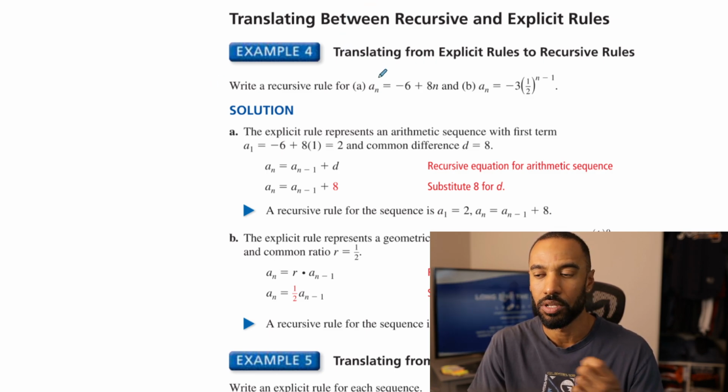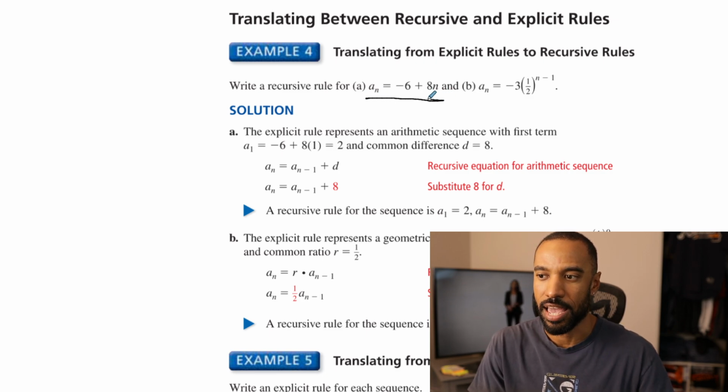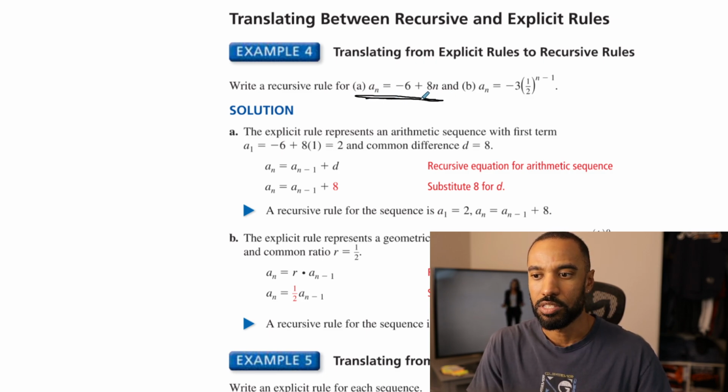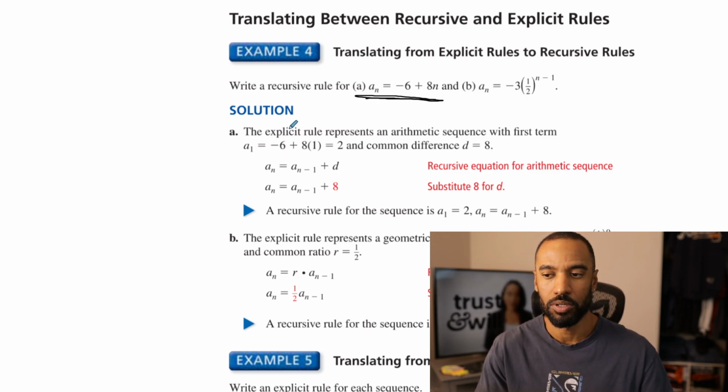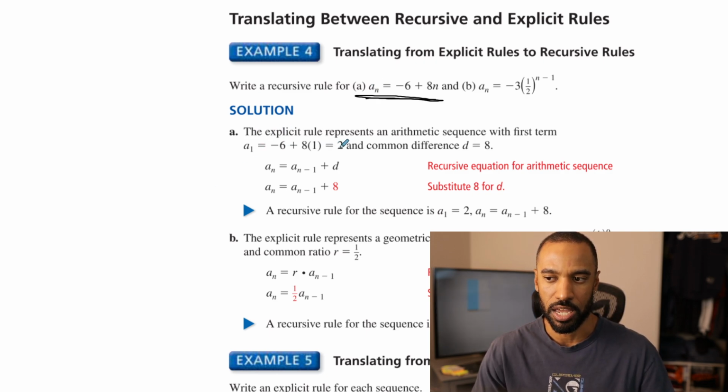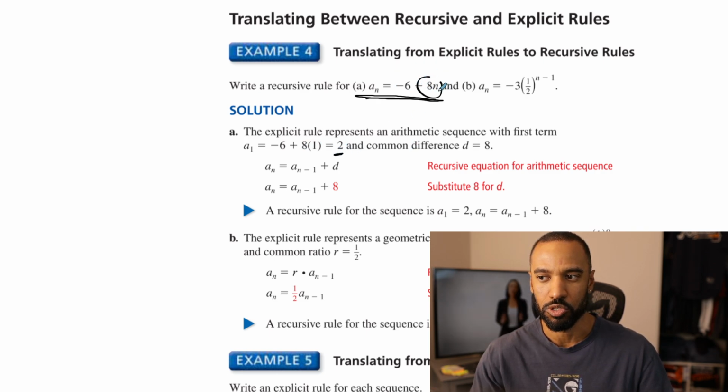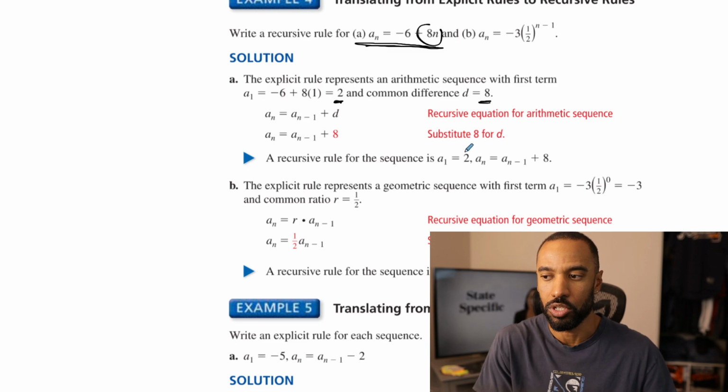use those values. In this one here, this is an explicit rule, but you need to find your first term still, because this is a simplified explicit rule. So you have to substitute 1 in the equation, get your first term of 2. Your common difference is 8. If you notice the value that's multiplied by your number of terms, that'll be your common difference, 8. So first term is 2, common difference is 8. When you write your recursive rule, you say it like that.